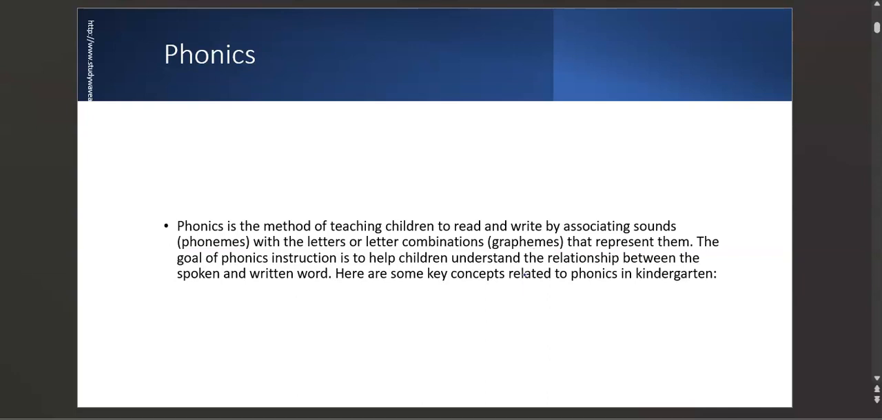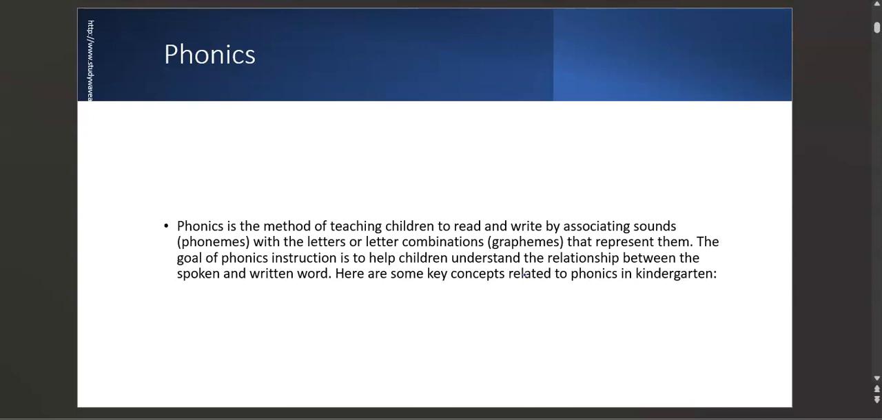So again, I will repeat, phonics is just a method of teaching children how to read and write. And how do we teach you how to read and write? We want you to associate sounds and letters and then represent them. So these sounds are called the phonemes, while these letters are what we call the graphemes. Once you associate these two, you can represent them, and this is what we call phonics.